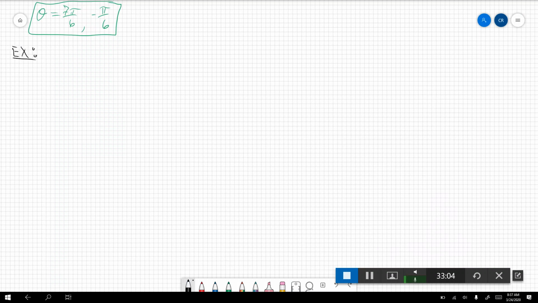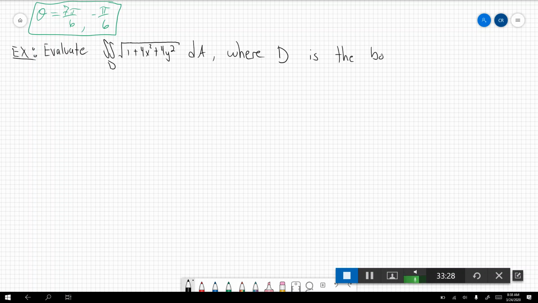So in this example, we're going to have to evaluate the double integral over the region D of 1 plus 4x squared plus 4y squared dA, where D is the bottom half of the circle x squared plus y squared is equal to 16.